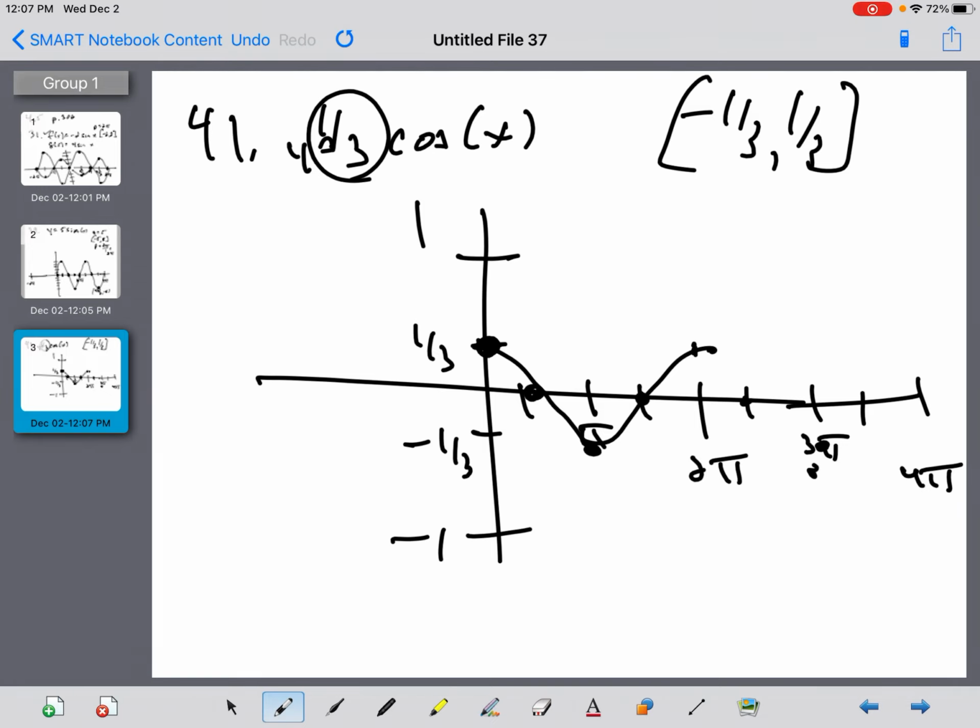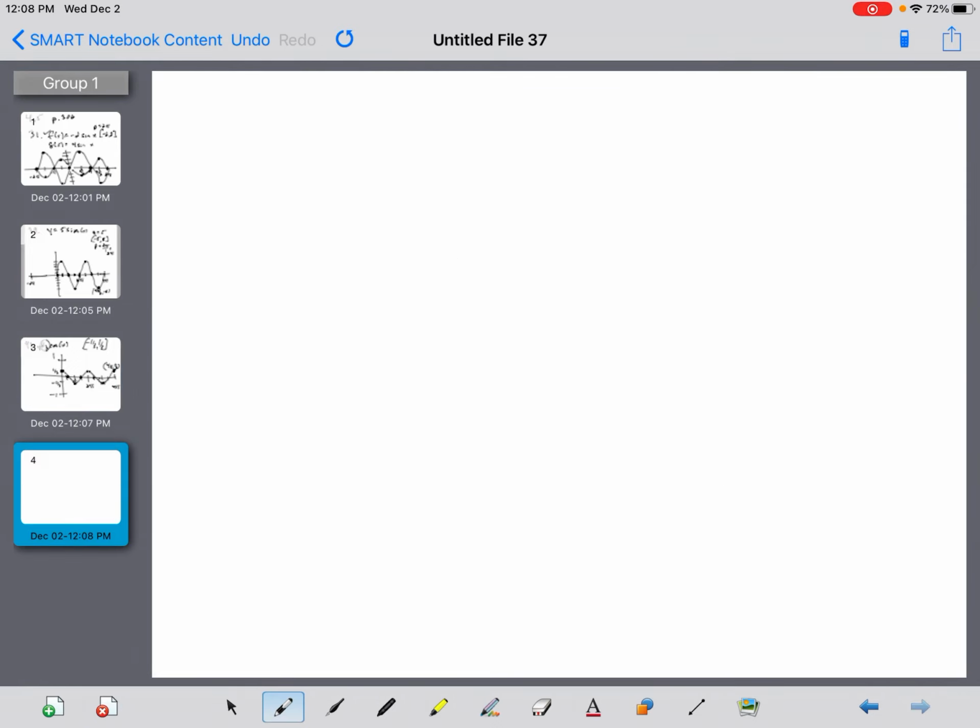It should be up a little higher. So again, I'm getting back to where this is. So this would be 4 pi comma 1/3. Okay. Now, what about 45? This is a little different.